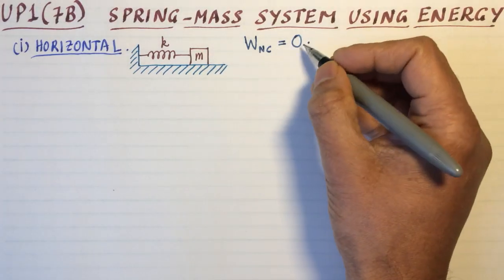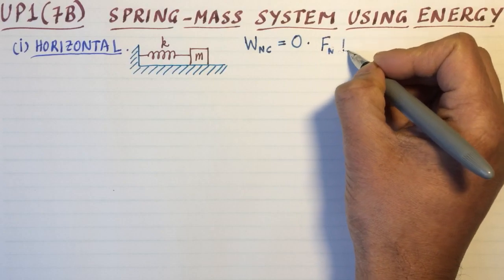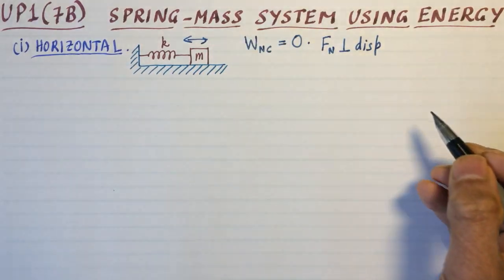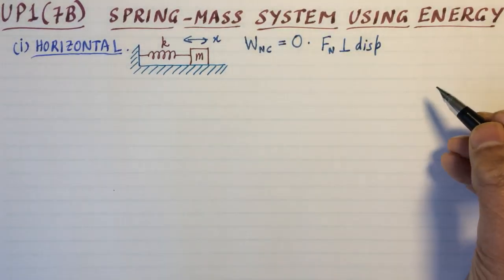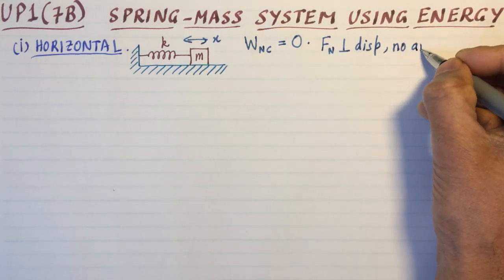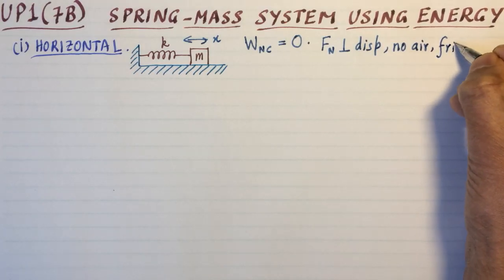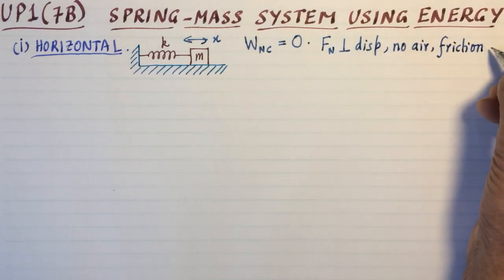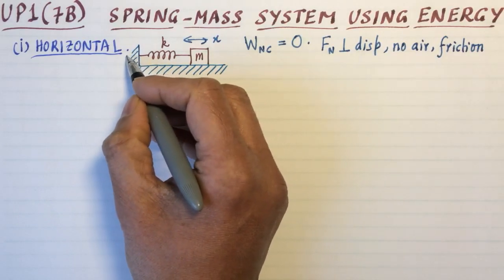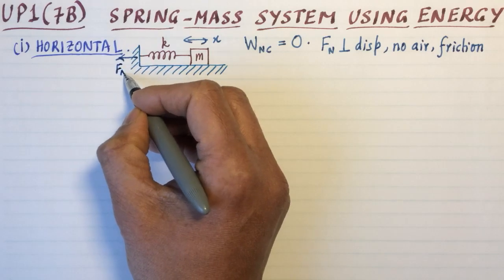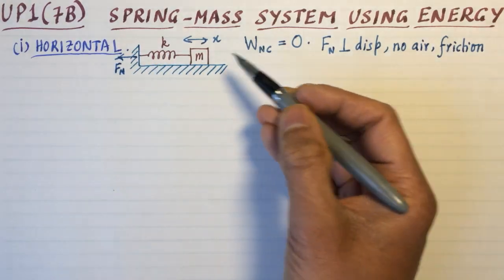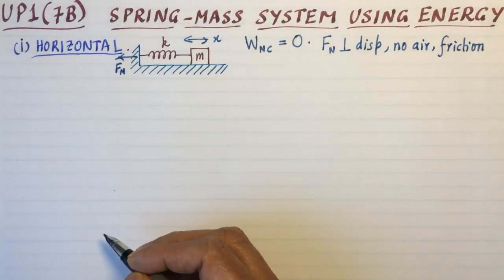There's a normal force acting here, but the normal force is perpendicular to displacement. The displacement is occurring in the x direction only. So there's no work because of the cosine 90 factor. We are going to assume there's no air resistance. There's no friction. And the one other force that is acting on the block and the spring together is this normal force F sub n, which could be either acting away from or towards the spring depending on how the system is oscillating.